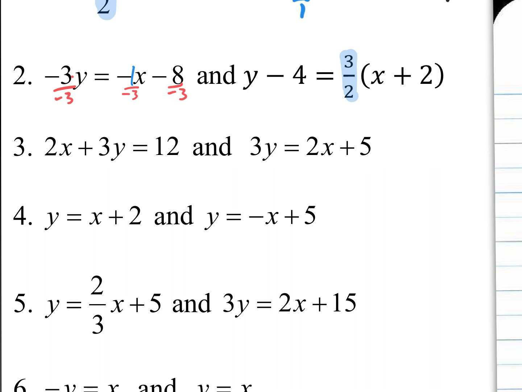So what I really have is y equals, and my slope is a negative divided by a negative is a positive, so positive 1/3 with an x. And then negative divided by negative is a positive. 8 divided by 3, you can't do it, so you just leave it. That's ugly, but who cares? Because all we're really doing is comparing slopes. What's my slope here?